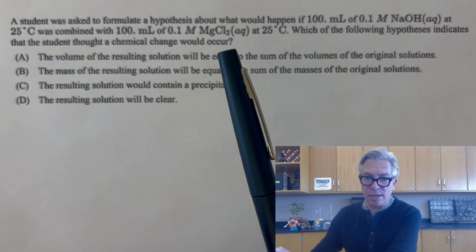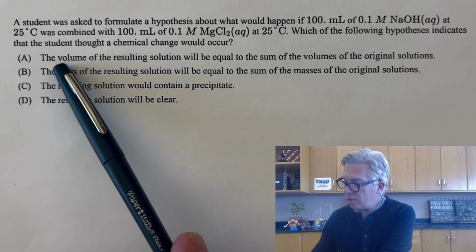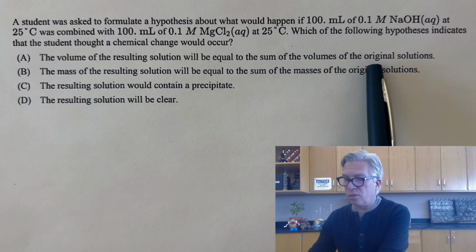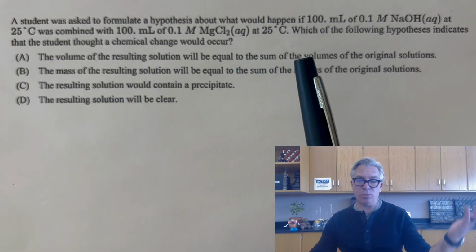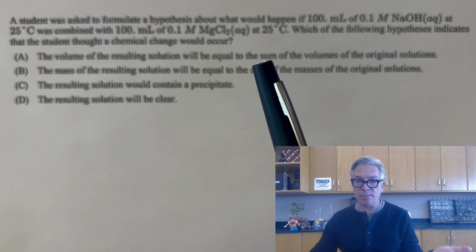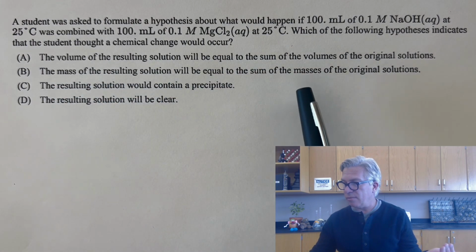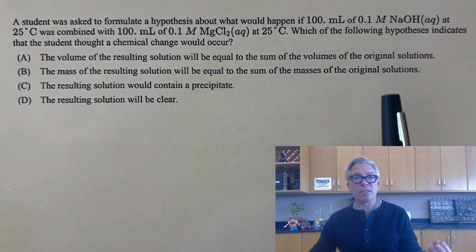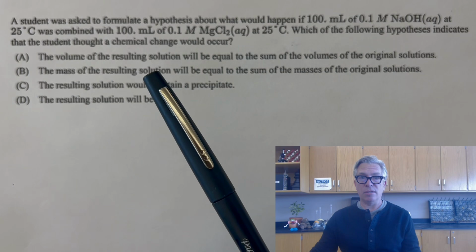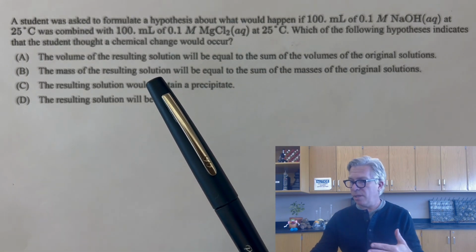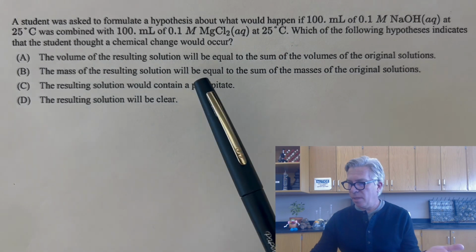Okay, so we're looking for evidence of a chemical change, or a hypothesis of a chemical change. The volumes of the solution will be equal to the sum of the volumes of the original solution. Not a chemical change, we're just mixing, and the volumes would theoretically add up to the total. The mass of the resulting solution will be equal to the sum of the masses of the original solution. Yes, the law of conservation of mass says that in chemical reactions, no mass is created or destroyed. But again, we're just taking masses and adding them up.